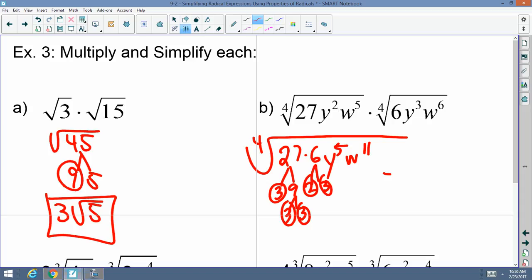Now, I've got a 4th root. So how many of one value do I need? Thank you, my brother. So a 3, a 3, a 3, and a 3 comes out as a 3, and I have a 4th root of 2 left over.